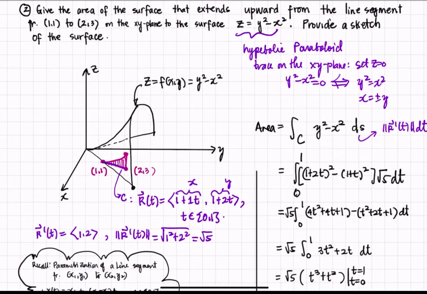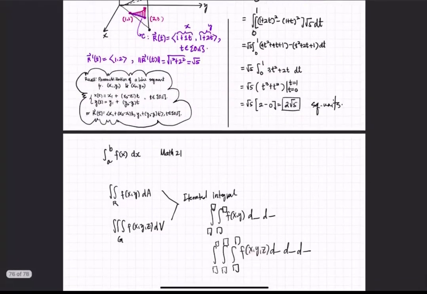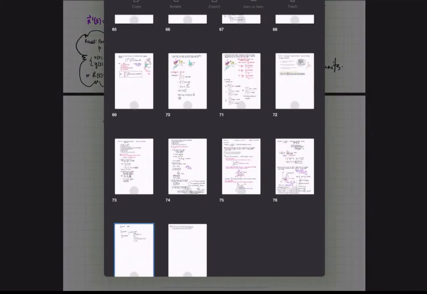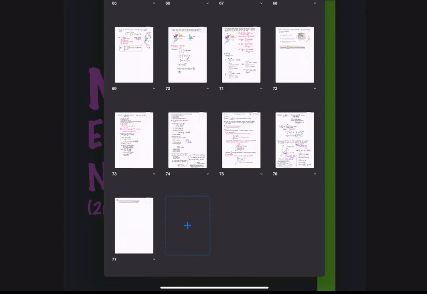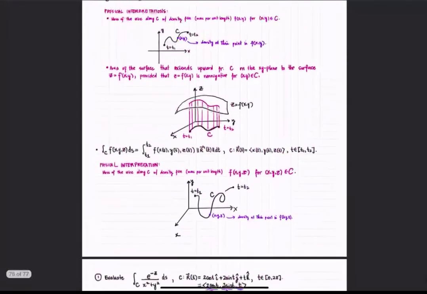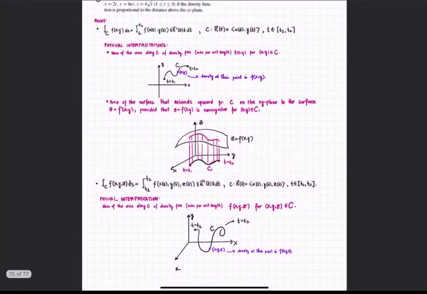Okay. Let's go to number 3. Let me just fix the page. Okay, number 3. Find the mass of a thin wire shaped in the form of the curve. This is your curve, if the density function is proportional to the distance above the xy plane. So your curve here is a three-dimensional curve. So we have a recall for that, the counterpart of this.